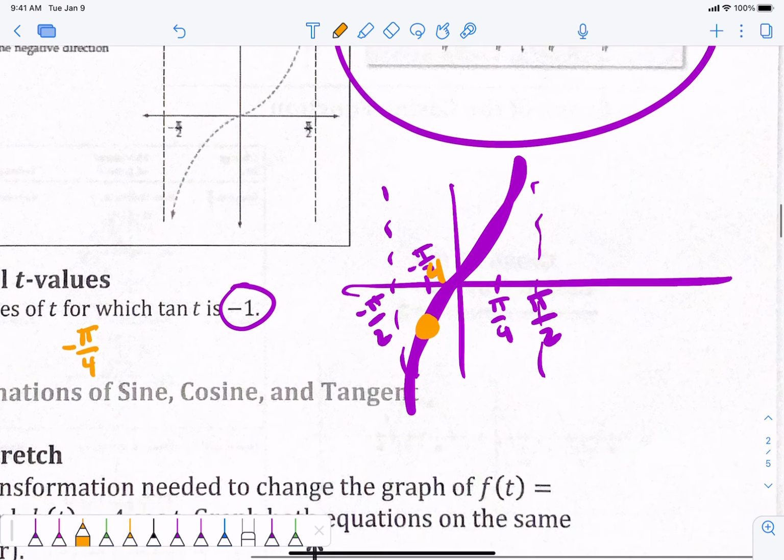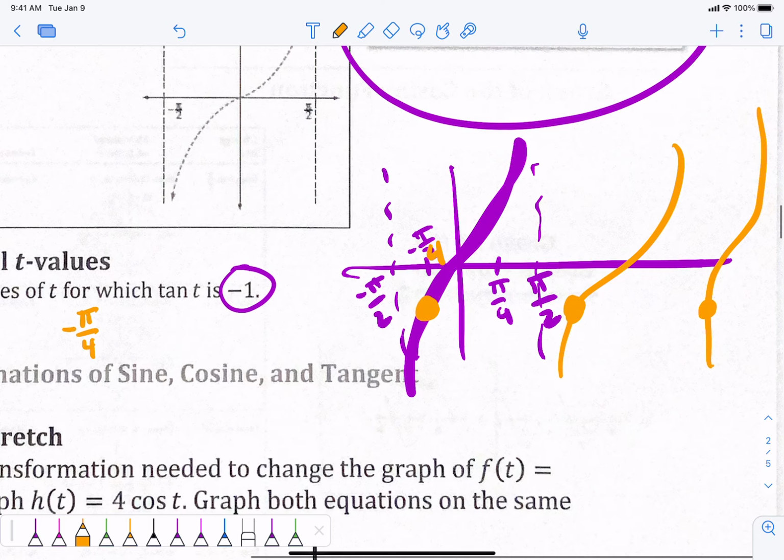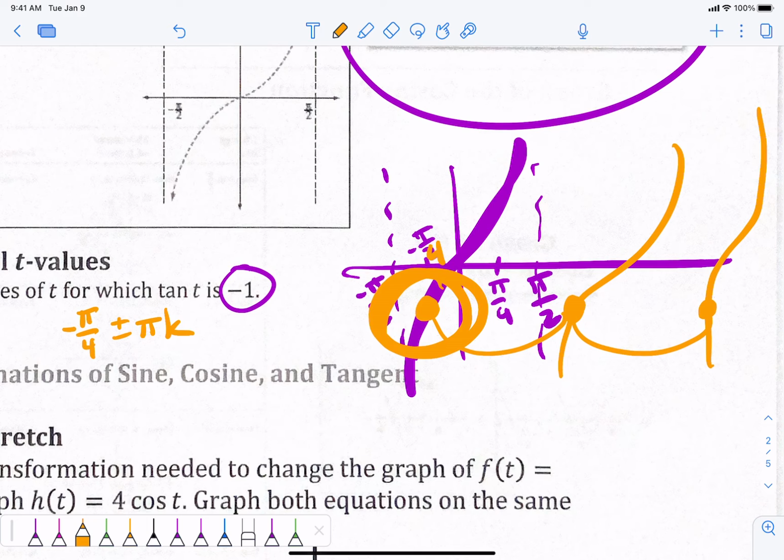Where is the next time that it's going to be at -1? Like right here, and the next time like right here. Plus pi k. How far is it in between those? Pi, so plus and minus pi k. So every interval of pi before -pi/4 and every interval of pi after -pi/4, it will be touching -1. Does that make sense? So at -pi/4, it's touching -1 on the graph, but it's going to do it again over here, and again over here, and again over there. In between those is a distance of pi. That's why we put pi k on the end.